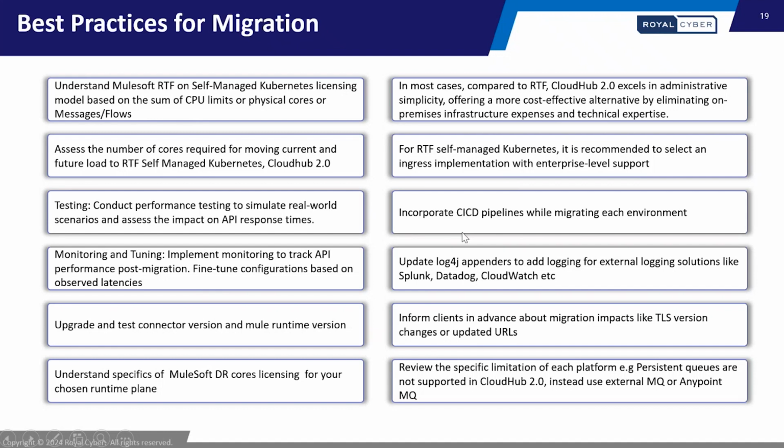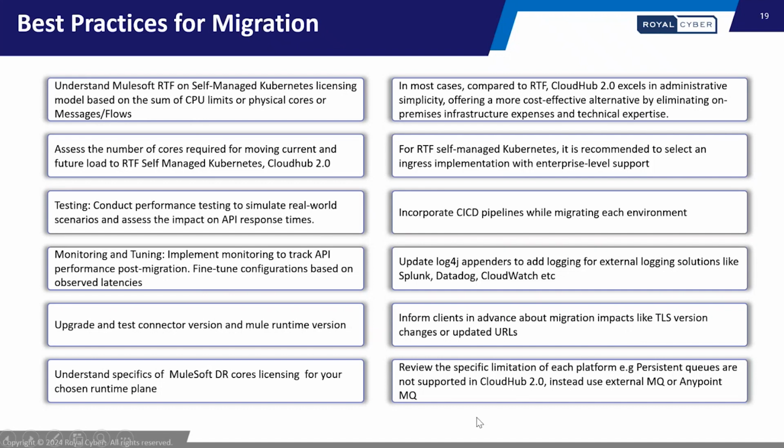We should also incorporate CI/CD pipelines while migrating each environment. We need to update Log4j appenders to add logging for external logging solutions such as Splunk, Datadog, CloudWatch, etc., because compared to RTF appliance, we don't have a built-in feature to forward logs to external log solutions. We need to inform clients if there is an updated URL that they need to invoke, and if there are any TLS version changes.